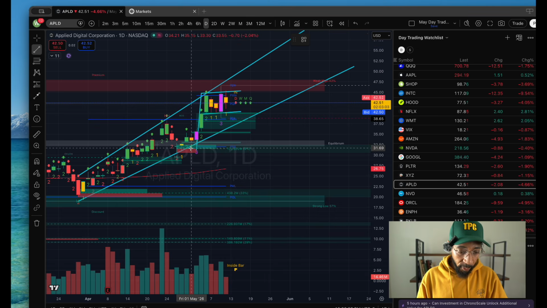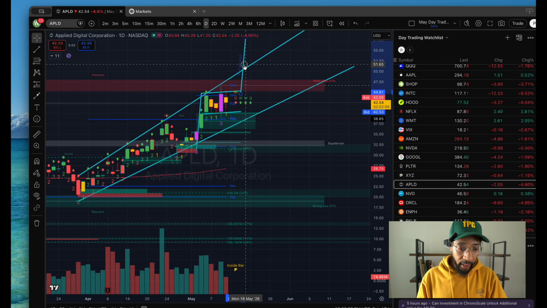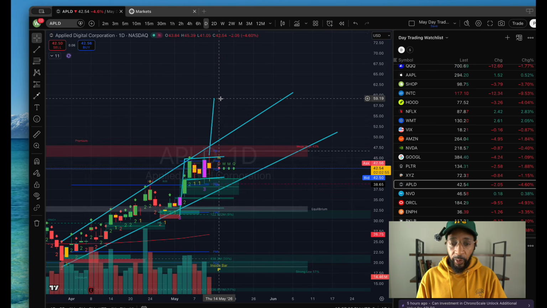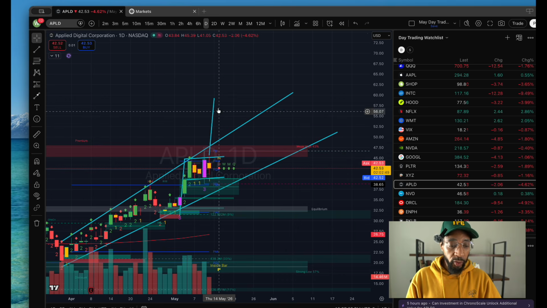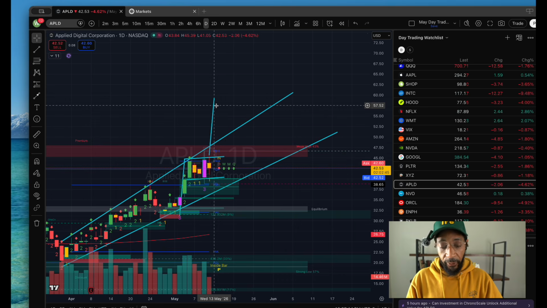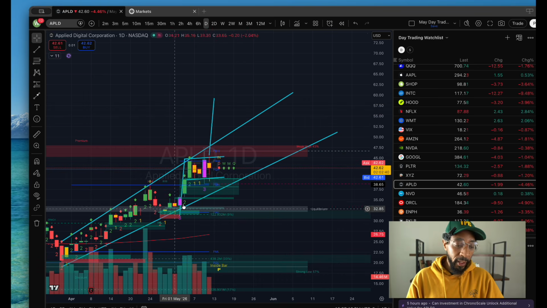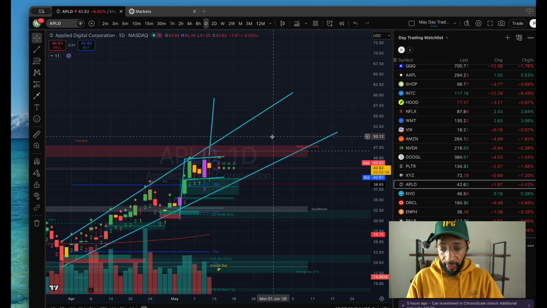So let me do a measured move real quick. It's looking like APLD could be coming up to about $59. So what we may see is a straight candle or a couple of big candles straight up to $50, $55. That is a possibility. But we're still inside of this uptrend, is what I want you guys to pay attention to.